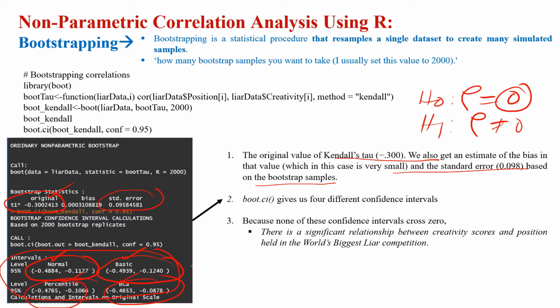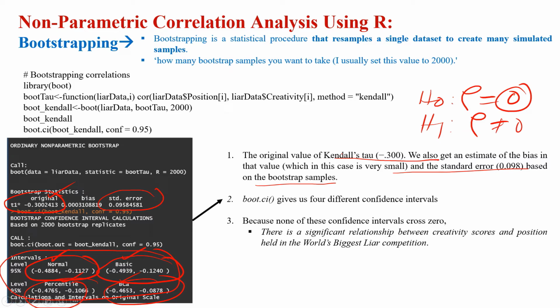So from the bootstrapping, we can conclude that there is a significant relationship between the creativity score and the position held. As the creativity score increases, your position number is decreasing. Position decreasing means you are getting the higher position, in terms of position number 1, 2, 3, right? I hope it's clear.